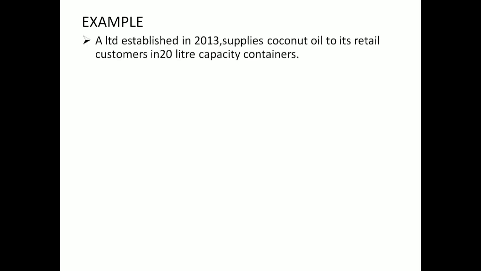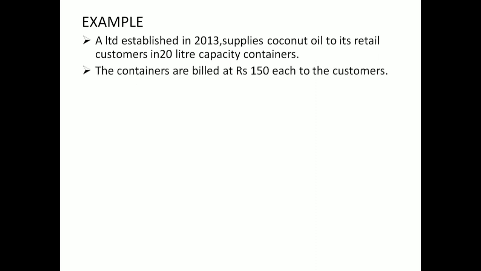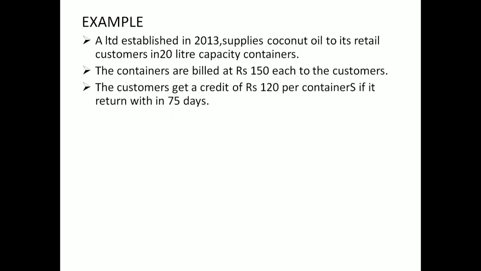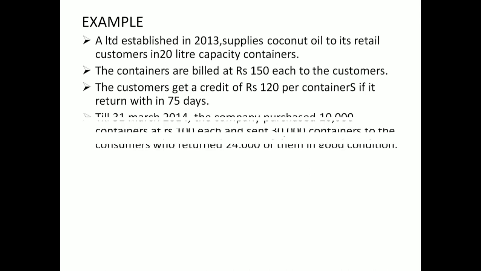This is the example. A Limited, established in 2013, supplies coconut oil to its retail customers in 20-liter capacity containers, and the containers are billed at rupees 150 to the customers. The customers are getting a credit of 120 per container if it is returned within 75 days.